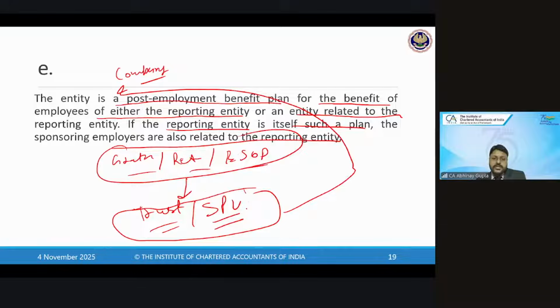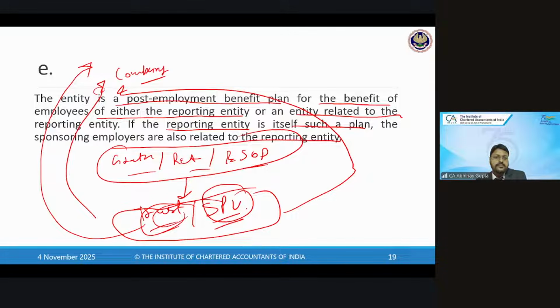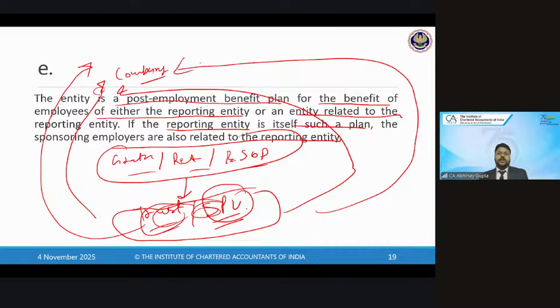So whatever transactions they are doing are being directed by the company itself. Because what is happening? The company has set up the trust, but who is appointing the trustees? The company itself. And those trustees, in conjunction with the management of the company, are taking all the day-to-day and strategic decisions for all those pension plans, etc. So these trusts and SPVs are also covered as related parties of the company.